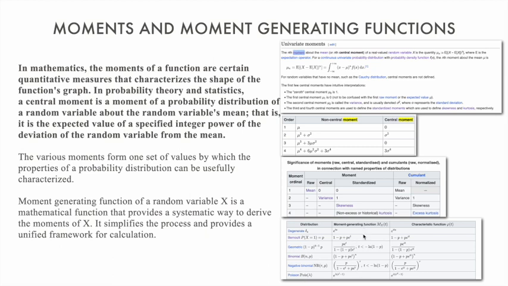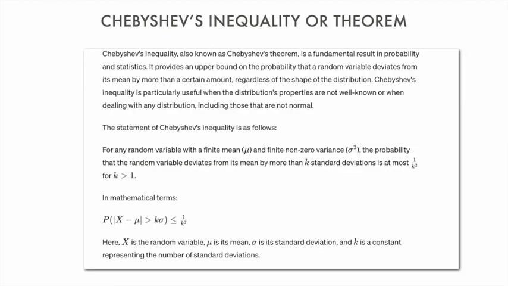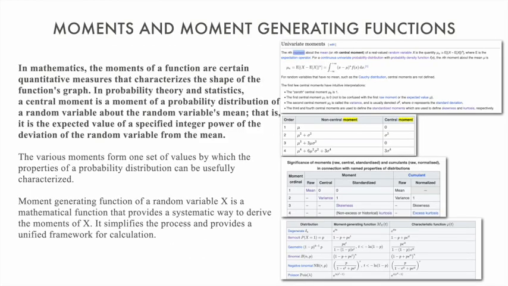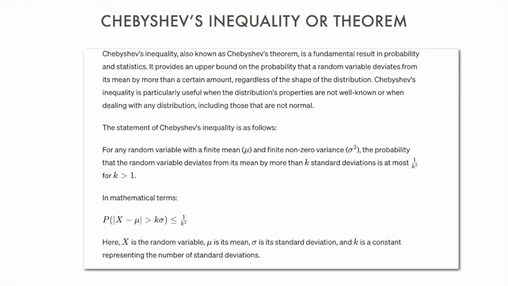I have added 2 more points. Previously this was the last slide. So, Chebyshev's inequality or theorem. Chebyshev's inequality, also known as Chebyshev's theorem, is a fundamental result in probability and statistics. It provides an upper bound on the probability that a random variable deviates from its mean by more than a certain amount, regardless of the shape of the distribution.